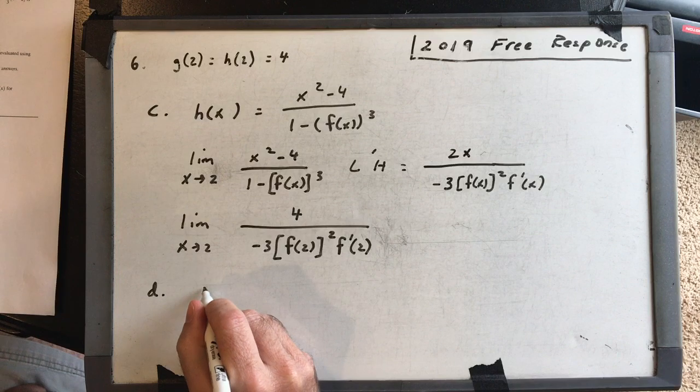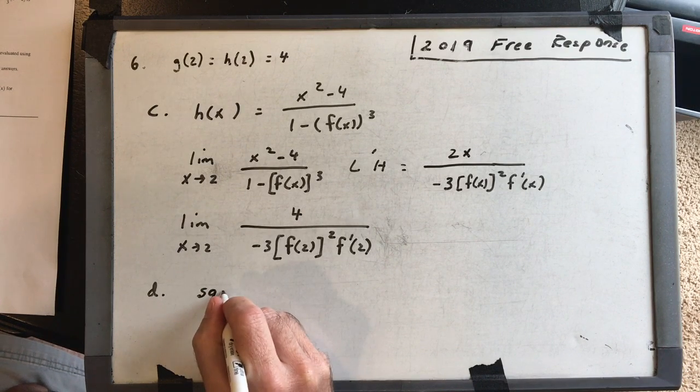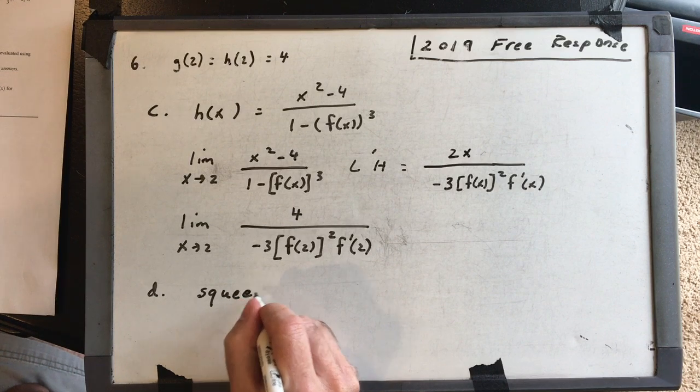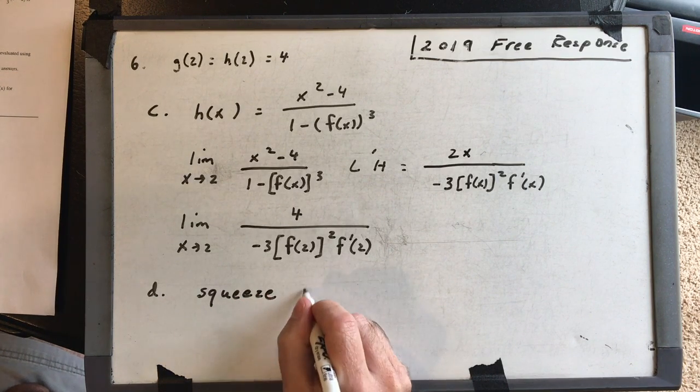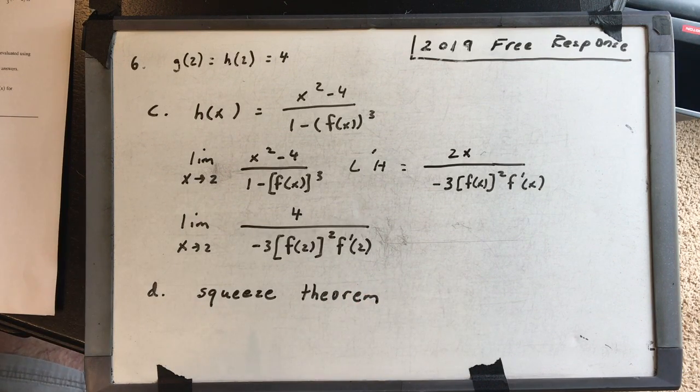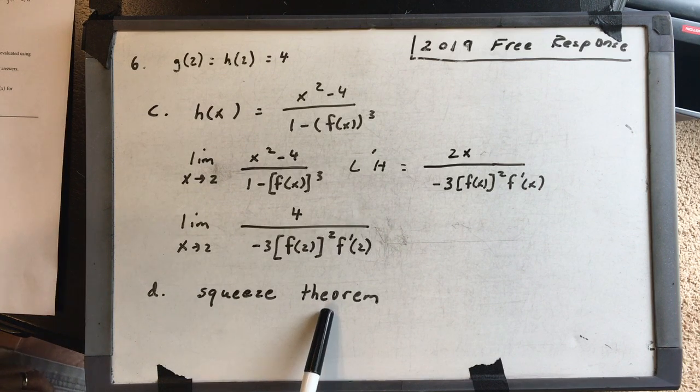Part D is a section that we skipped in class. It uses something called the squeeze theorem. How do you spell squeeze? I think that's it. And that is such an obscure problem that I'm just thinking it won't be on the 2020 test. So let's not waste valuable mental energy working on that.